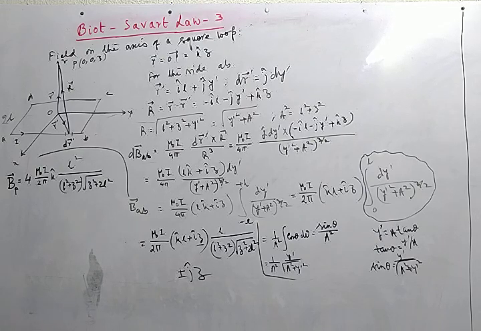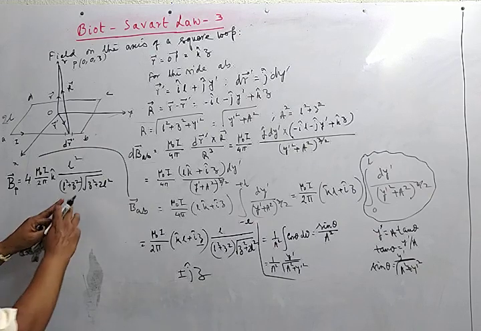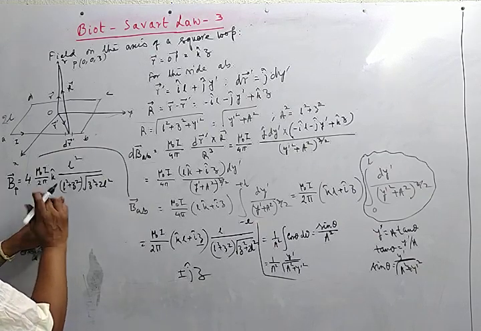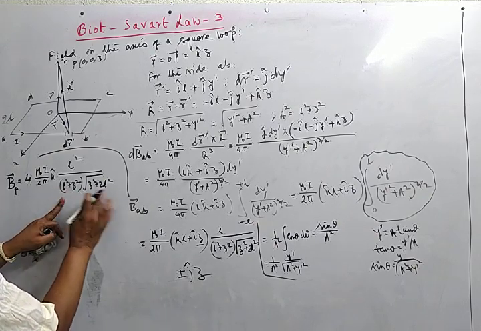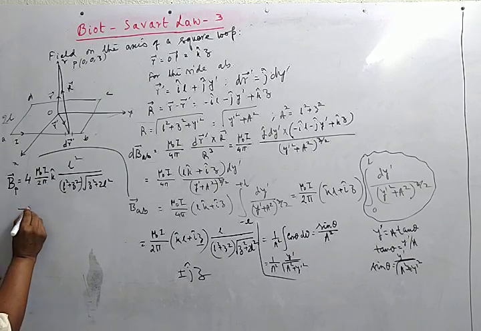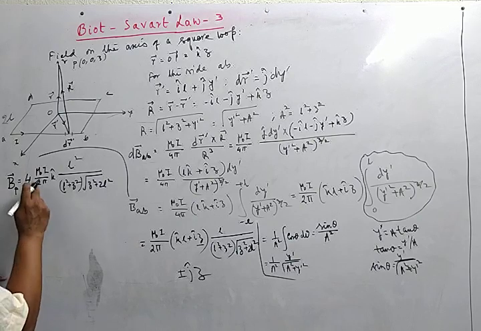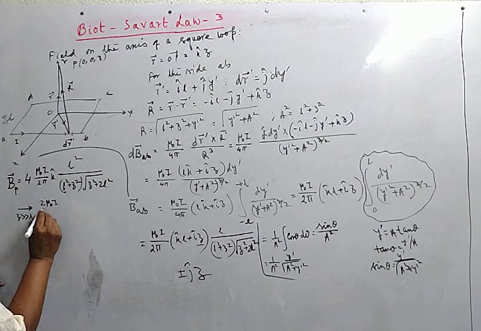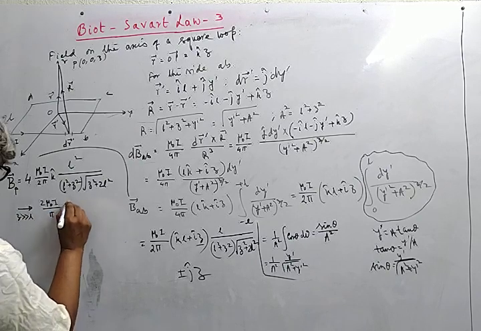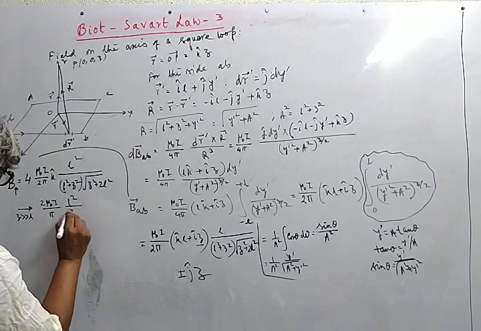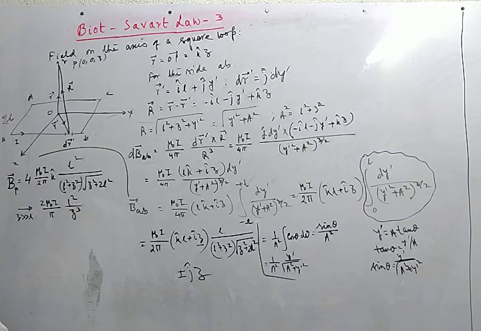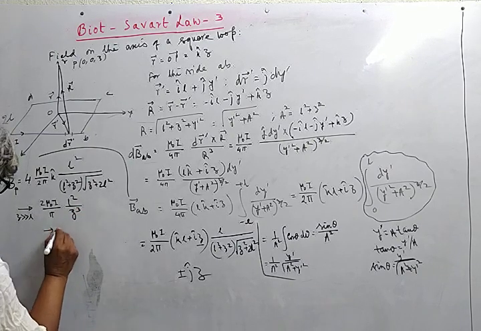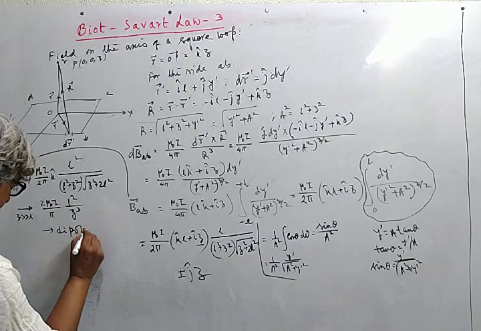If we consider that Z is very large, in that case one can neglect L square in presence of Z square, and the field for Z much greater than L becomes twice mu 0 I L square by pi Z cube. This is a dipole field, dipolar field.